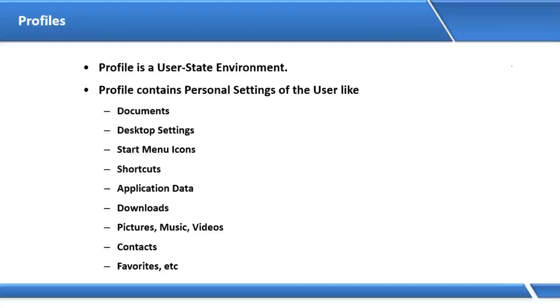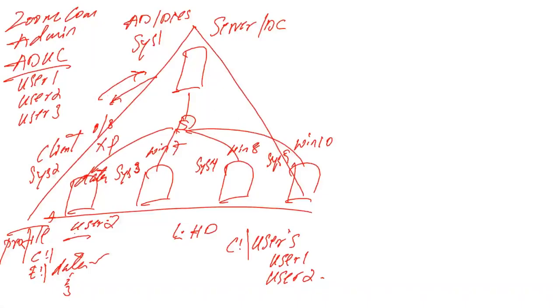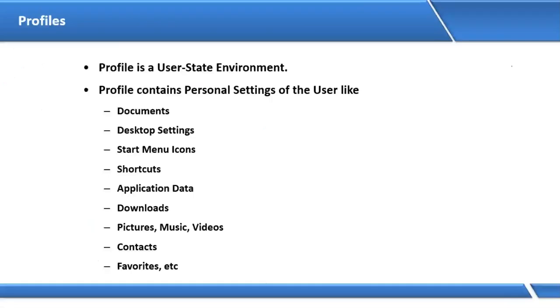And what is the profile's location? The default location is the local hard disk, C, Users, okay? But the question is, how many types of profiles do we have here? So write down types of profiles. The first one is the local profile, and the second one is the roaming profile. So there are two types of profiles, local and roaming.